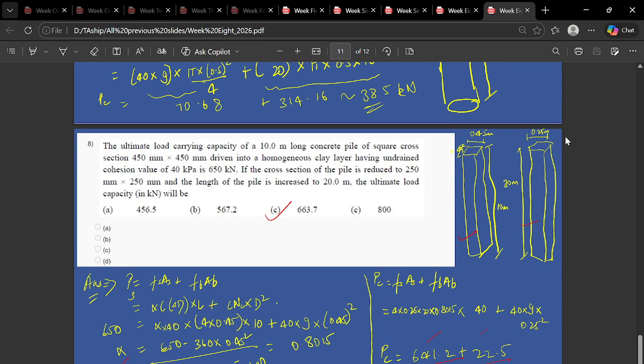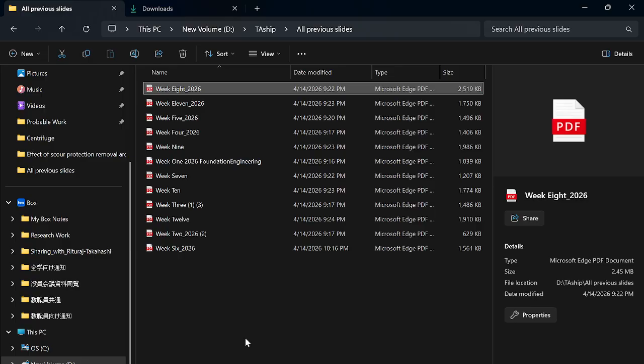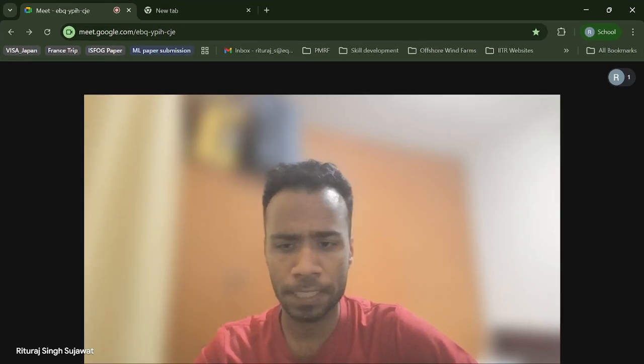Again, when the cross section of the pile changes, your shaft friction calculation and end bearing capacity calculation will also change. So that was about the pile foundation, which we discussed in week 8. Then let's wait for 5 minutes and then we can go further.